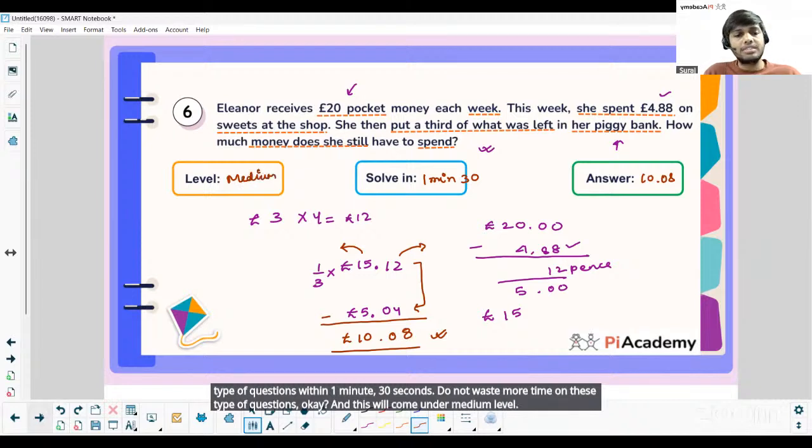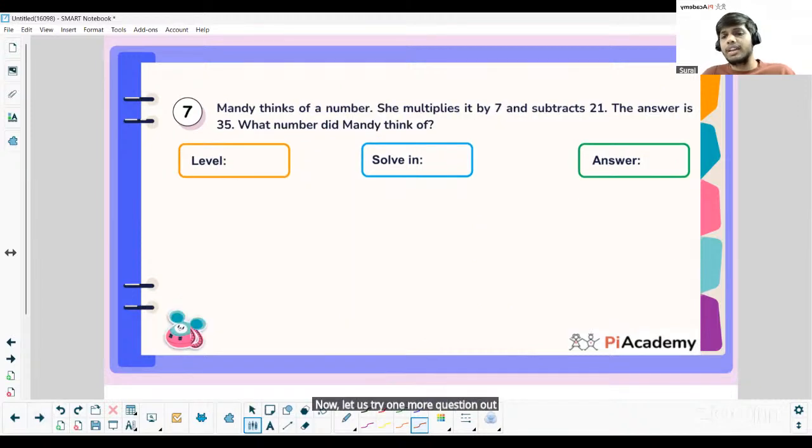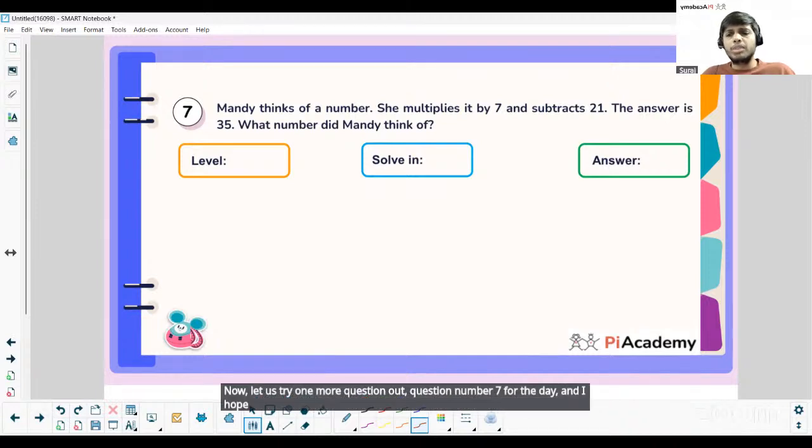Now, let us try one more question out, question number 7 for the day. And I hope everyone will be able to solve this one. Yes, Ella, can you quickly read out the question for us?